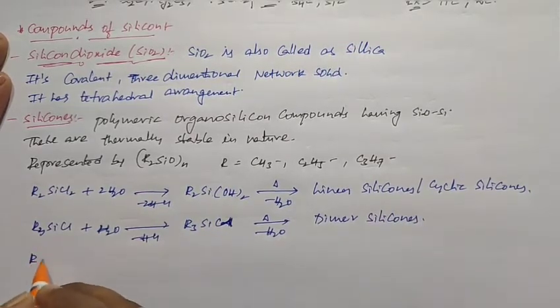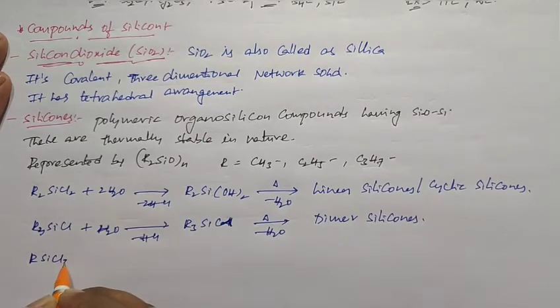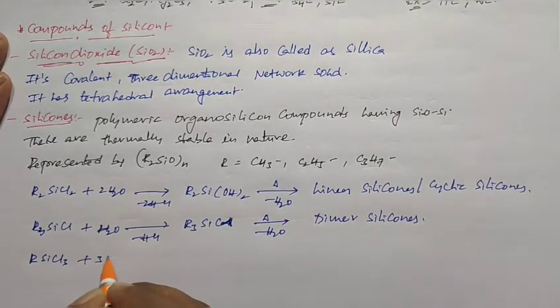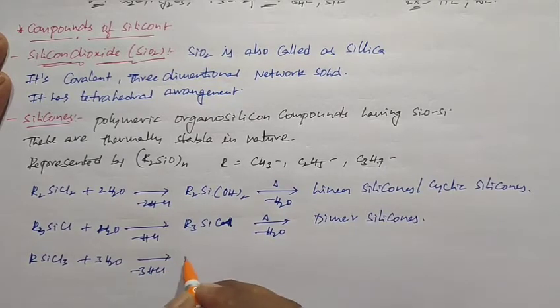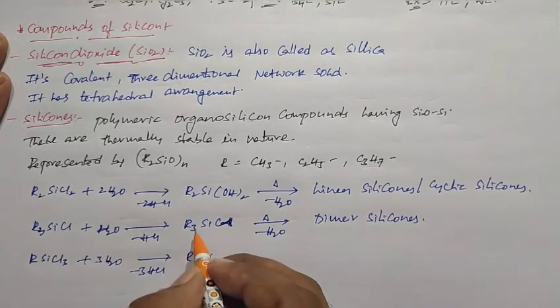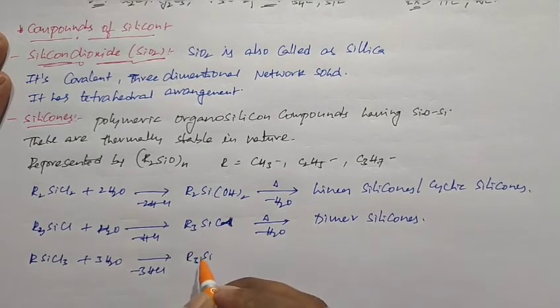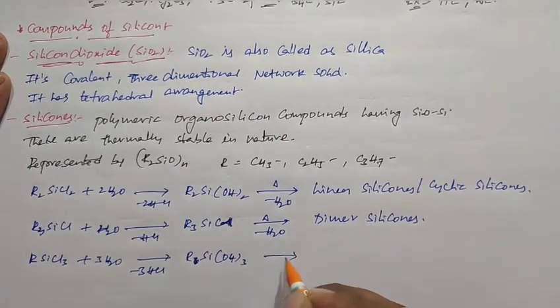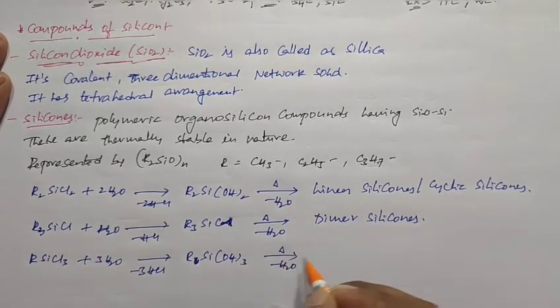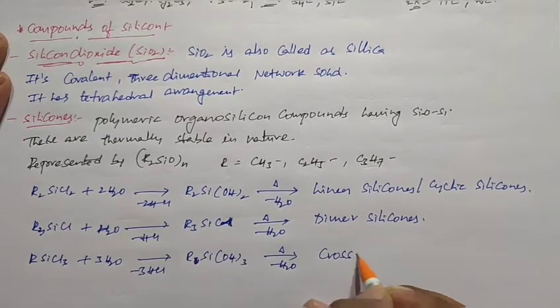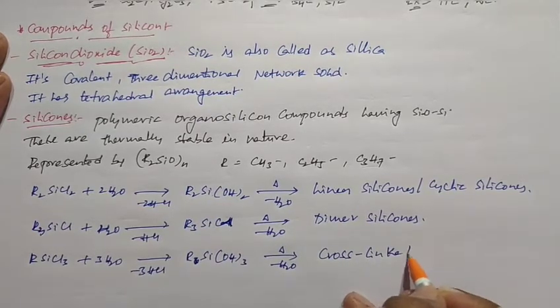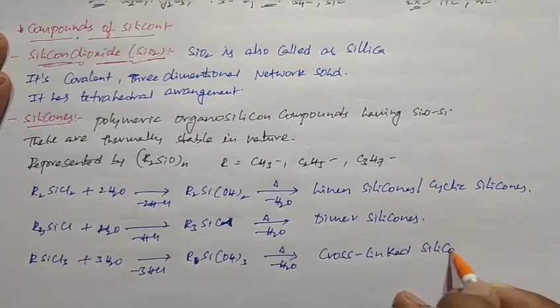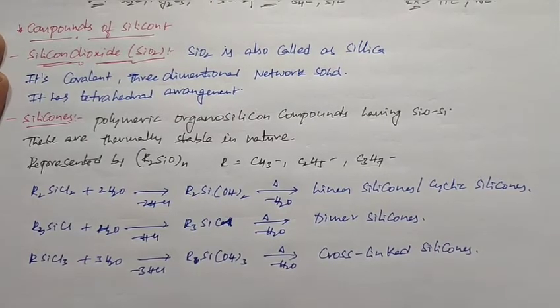And next, when alkyl silicon trichloride undergoes hydrolysis, it forms RSi(OH)3. On strong heating, by the loss of water molecules, it forms cross-linked silicones. So that is the preparation of various types of silicones.